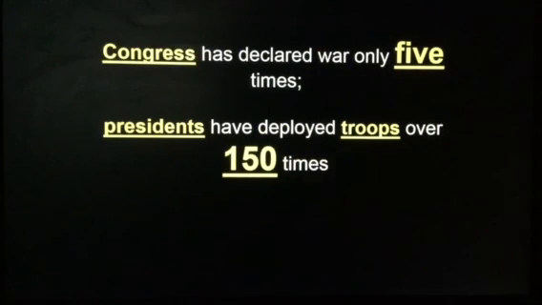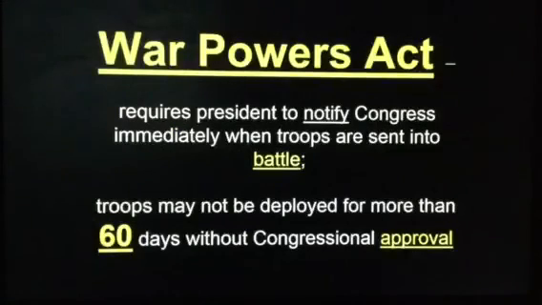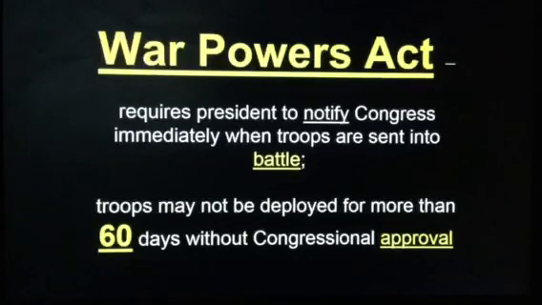Congress has declared war only 5 times in our nation's history, but presidents have deployed troops over 150 times. The War Powers Act requires the president to notify Congress immediately when troops are sent into battle, and they can stay there basically 2 months or 60 days before they need congressional approval. Otherwise, they have to be withdrawn.